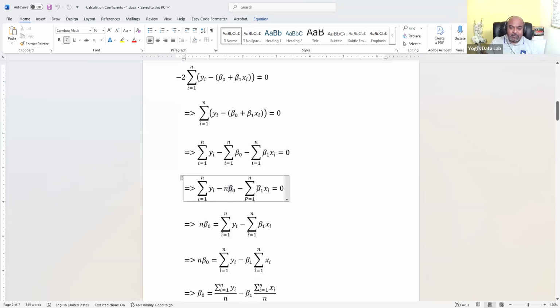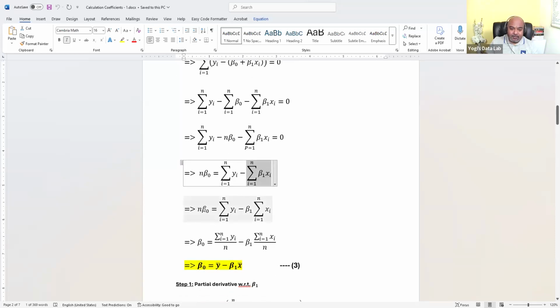Now what I'm doing is just moving this n beta 0 to this side. So you get n beta 0 is equal to summation of yi minus summation of beta 1 xi. Now we have n beta 0. Let's expand this. So we got this equation, and what I'm going to do is bring beta 1 outside. So it becomes n beta 0 is equal to summation i equals 1 to n yi minus beta 1, which is a constant, so we brought it outside, summation i equals 1 to n xi.